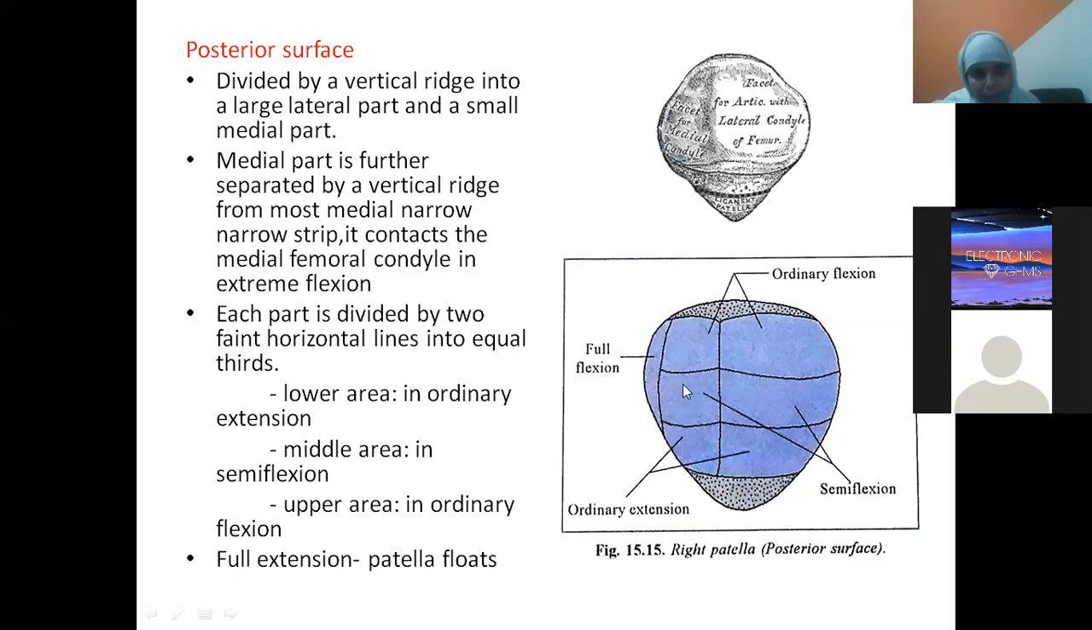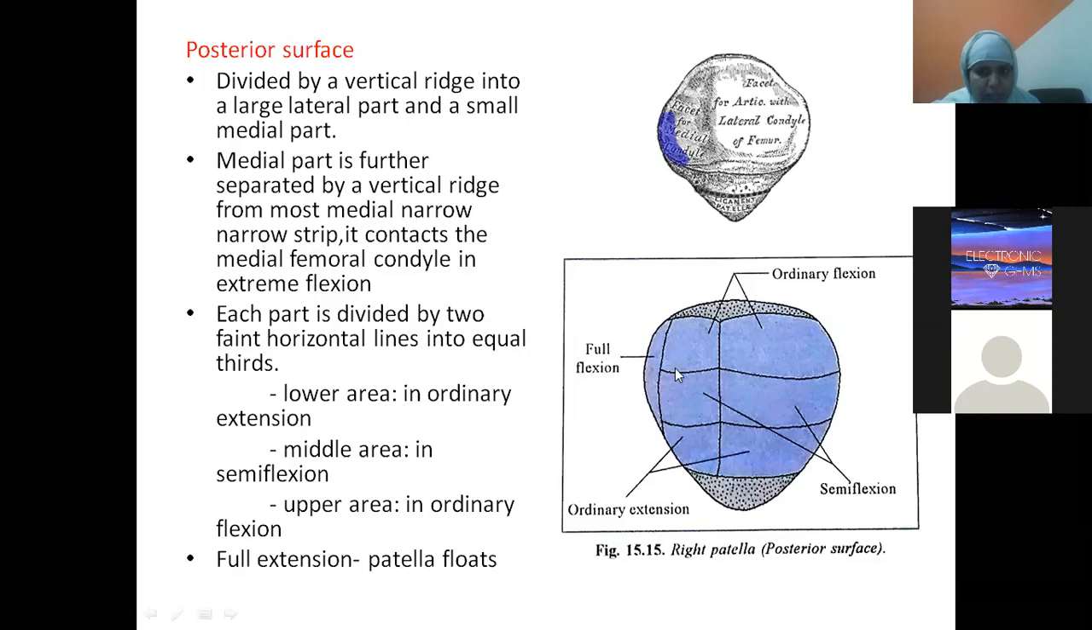This whole medial part is further separated by a vertical ridge. So this is almost the most medial part, which is called the medial narrow strip, marked as blue color here. That is the medial narrow strip, which contacts the medial femoral condyle in extreme flexion. So each part is divided.